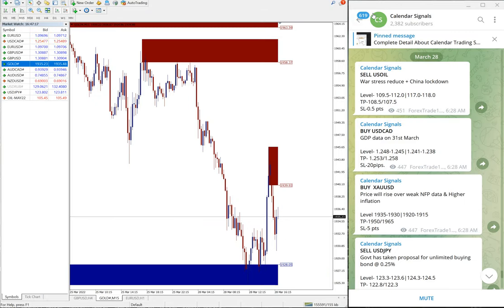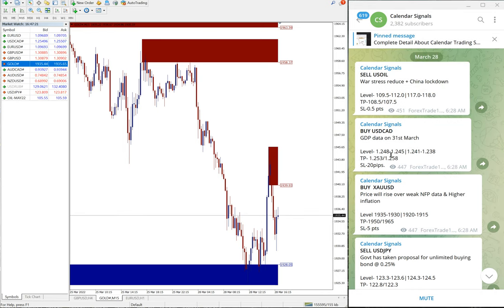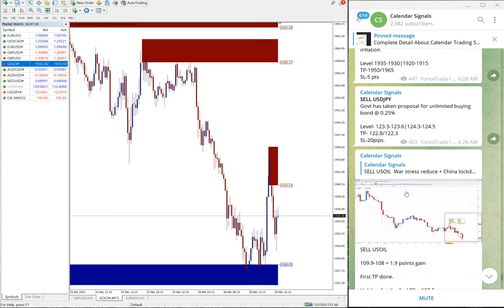And out of these four signals, three already performed. Sell US oil performed, then buy USDCAD performed, and buy XAUUSD. XAUUSD is gold, that also performed.